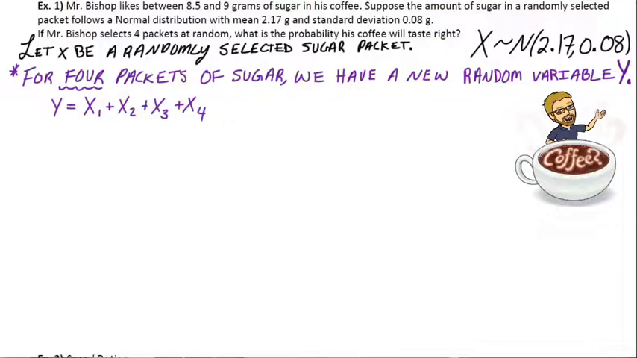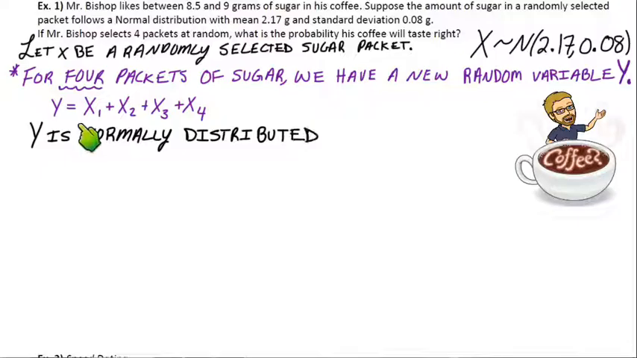So that's what y represents. Y is our 4 sugar packets, the first one, the second one, the third one, the fourth one. And we know y is normally distributed because each one of those x's comes from a normal distribution. And then we need to know what's the mean and standard deviation of y. So y is like the coffee I get with these 4 packs of sugar in it.